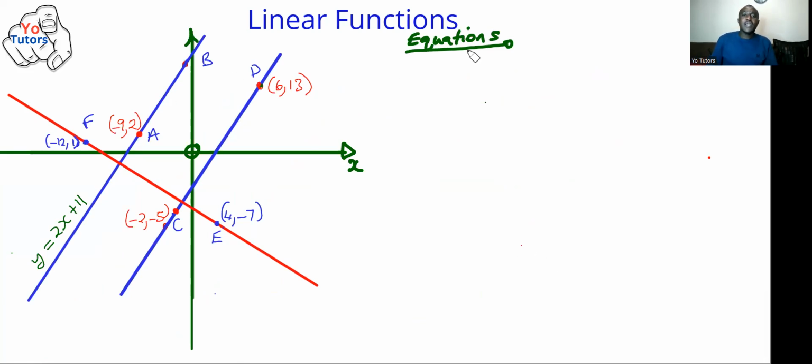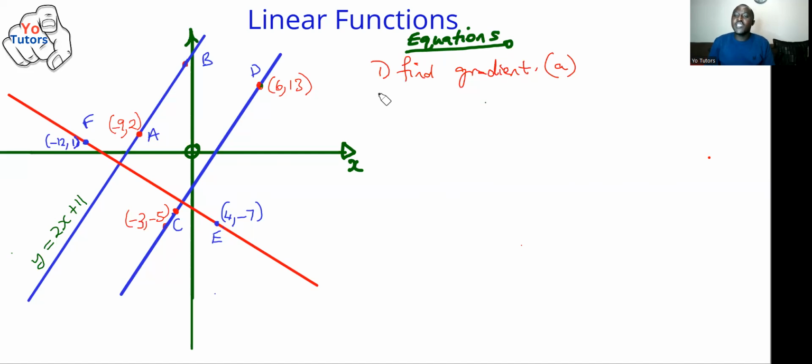Now let's talk about equations of lines. How do you determine the equation of a straight line? That's the first thing you need to understand. How do we determine that? The first thing you need to do is find the gradient. After finding the gradient, our gradient is our A.